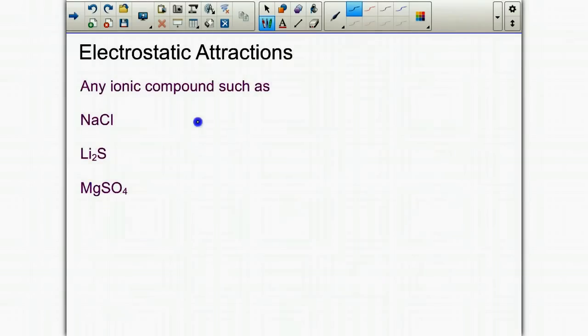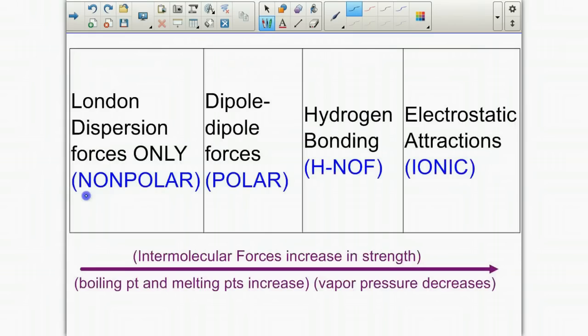Finally, electrostatic attractions will be any ionic compound, and the key is if you see a metal and a non-metal, then it's ionic. It's ionic. To summarize, here's the chart. If it falls in London dispersion forces only, then it's the weakest intermolecular force. And then it's stronger as you get towards electrostatic attractions.